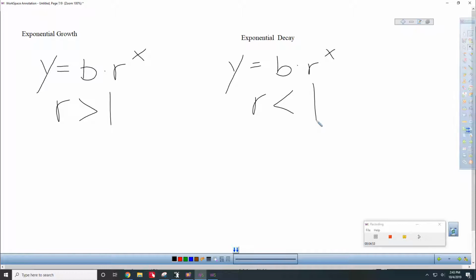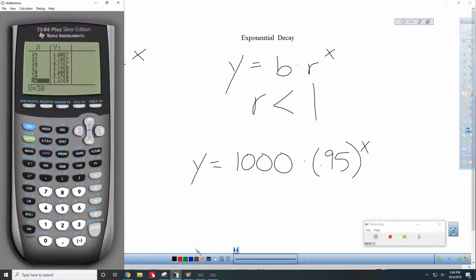Let's take a look at one in our calculator. Let's go y equals 1,000 times 0.95 to the x. I chose one that's just smaller than 1. Now you're going to have to be good at typing these into your calculator. 1,000 times, I just use parentheses, 0.95 to the x power. Let's look at our table and investigate it. No, not the graph. The table.